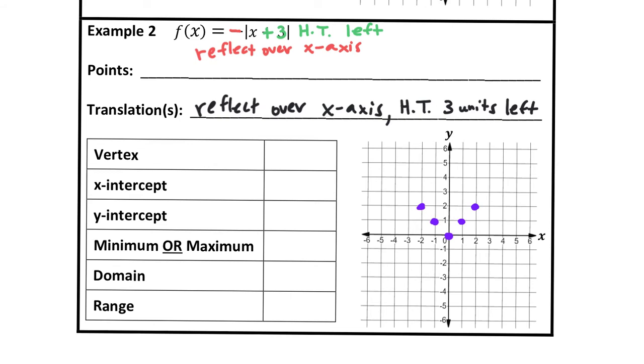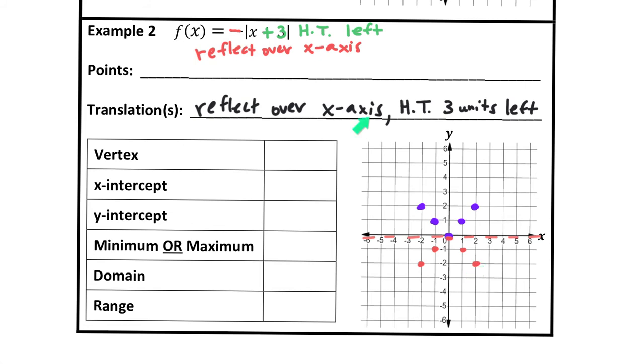If I'm reflecting over the x-axis, basically if the x-axis is my reflection line, then these points are just going to be a reflection like this. Right? Do you guys see that? So these purple points, the original ones, are going to be reflected downwards.